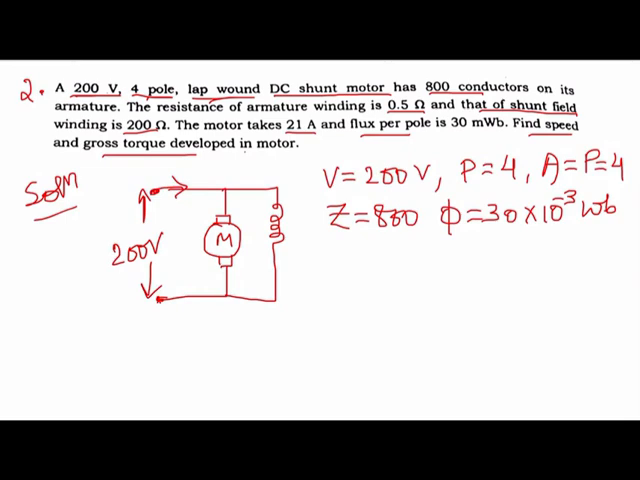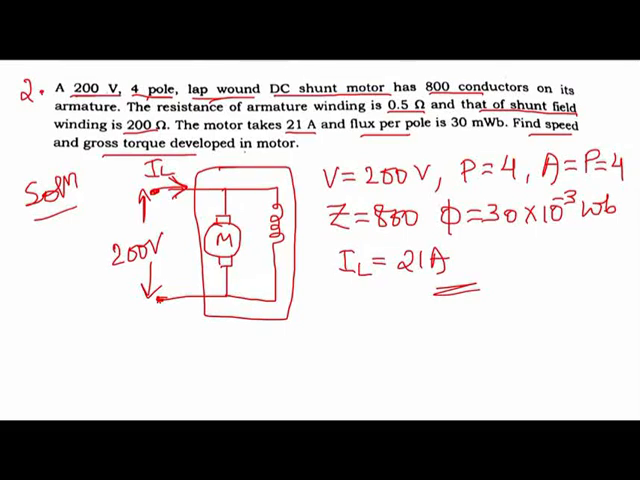Here we need to understand that the motor means the whole thing, it includes the armature and the field winding. So the current this motor takes is nothing but the load current. The load current is 21 amps. So these are the data given. Here we need to find out the speed of the armature, that is the speed of the motor N, and the torque developed in the motor, TA. These are the two unknown quantities we need to find out.